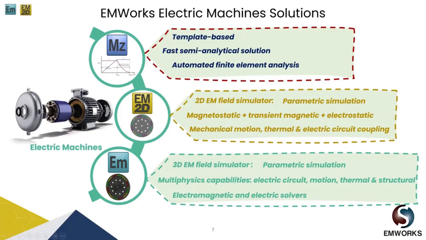Third, we have the EMS tool. It enables users to do both electric and magnetic simulations using the complete 3D geometry. EMS is a true multi-physics software that enables users to couple the magnetic and electric design to circuit, motion, thermal, and structural analysis on the same model in a hassle-free integrated environment. So for today's model, we will be using the AMWorks 2D tool to design flat type and tubular type linear electric machines.